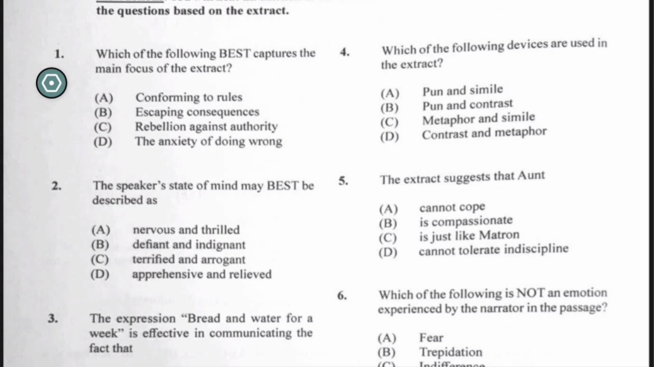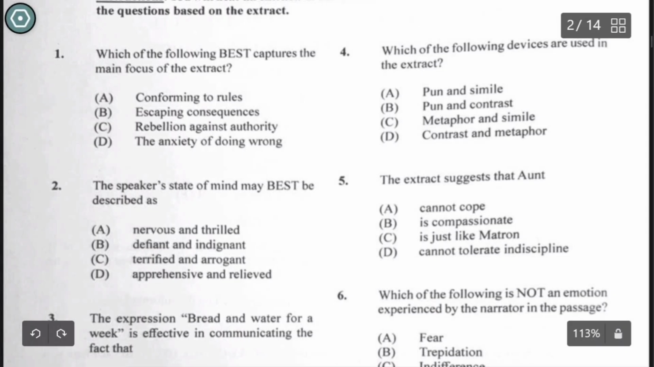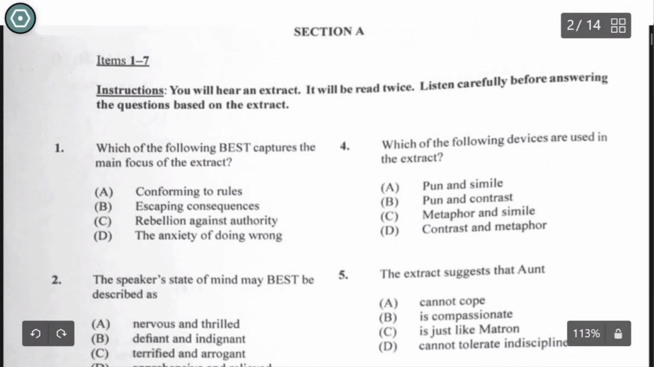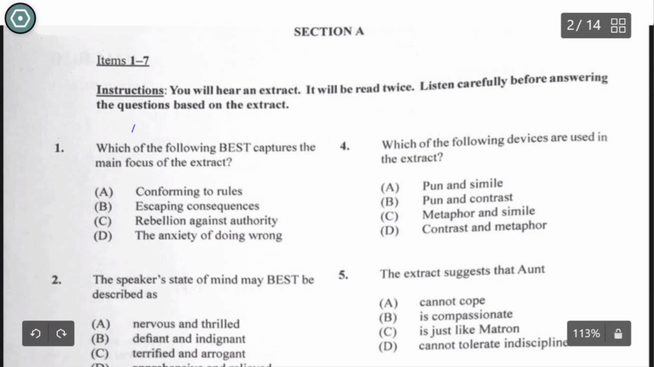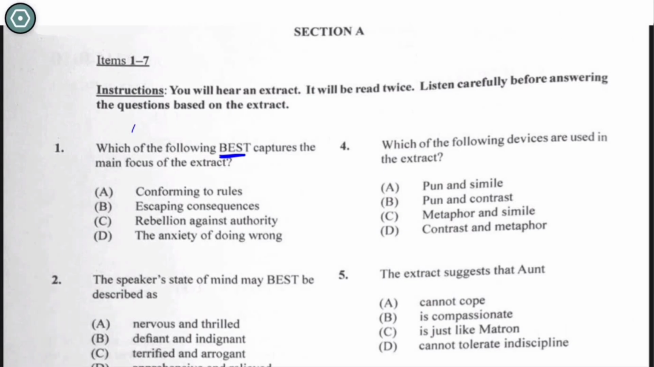Okay, so let's start with the questions, I guess. Alright, so number 1. The instructions here say that for items 1 to 7, you will hear an extract. It will be read twice. Listen carefully before answering the questions based on the extract. Now, question 1, which of the following best, and please pay attention to words like these, so best captures the main focus of the extract.